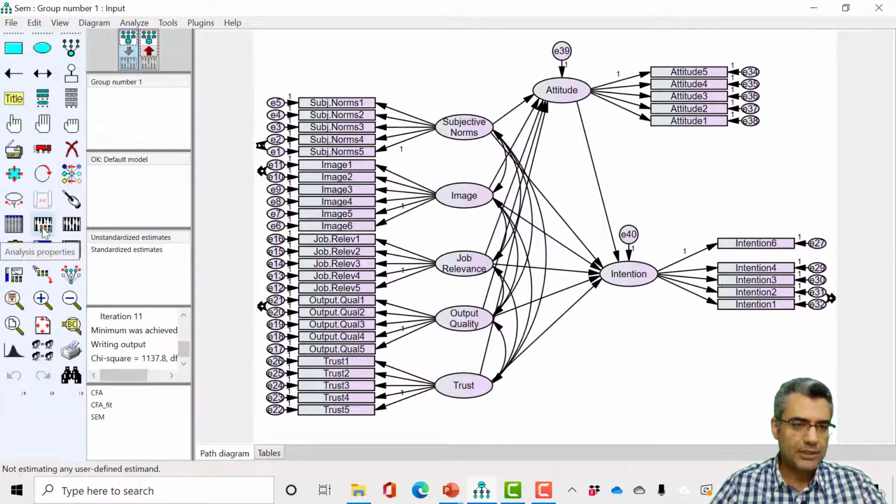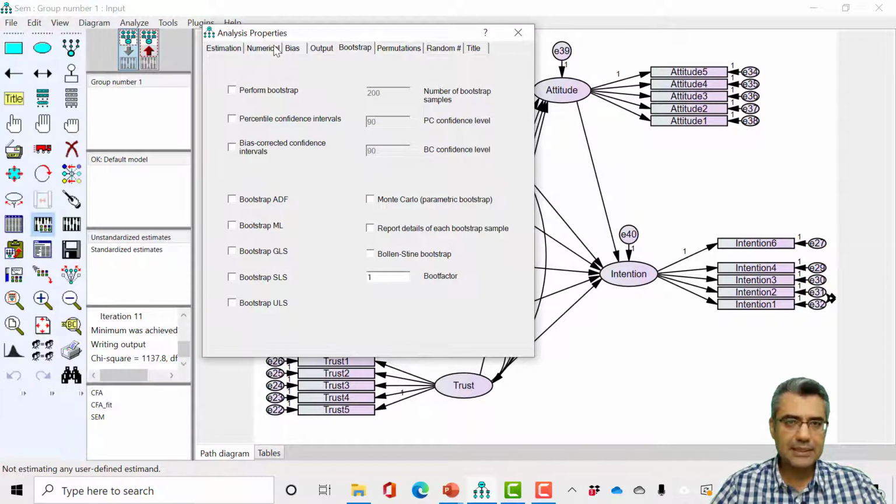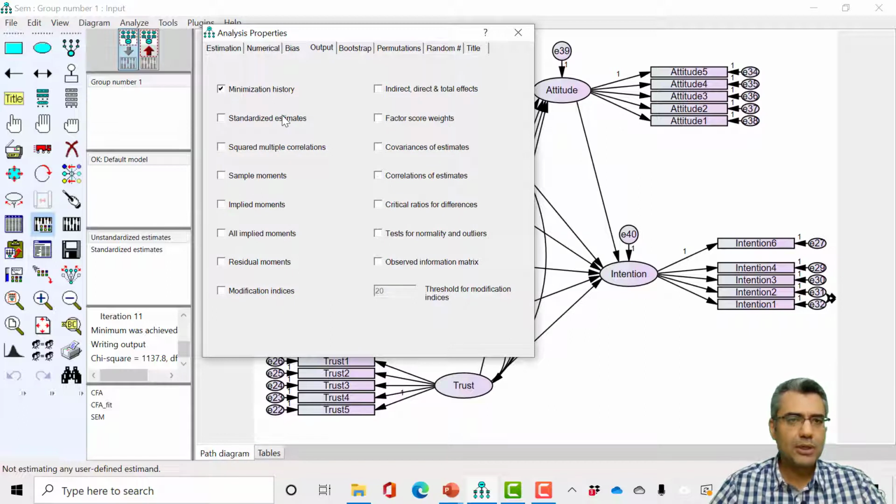So click on analysis properties, and then here go to output. I always want standardized estimates. Let's get the R square, or squared multiple correlations. By default I always click this, but here I don't think we need it. This is the important part: indirect, direct, and total effects. So it will give you everything you need. And then we want to test the mediation using the bootstrapping approach.